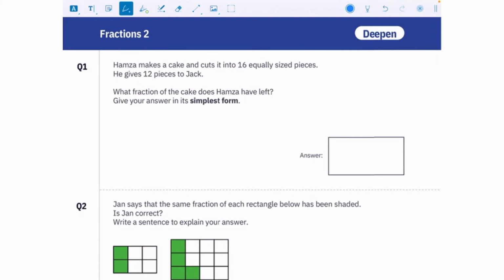So if she had 16 pieces and she's given 12 of them away, then she's left with 4 pieces. 4 pieces out of 16. Now that fraction can be simplified because they're both in the 4 times table. So the numerator's in the 4 times table and the denominator's in the 4 times table. So dividing by 4, we're left with 1 over 4, so a quarter.